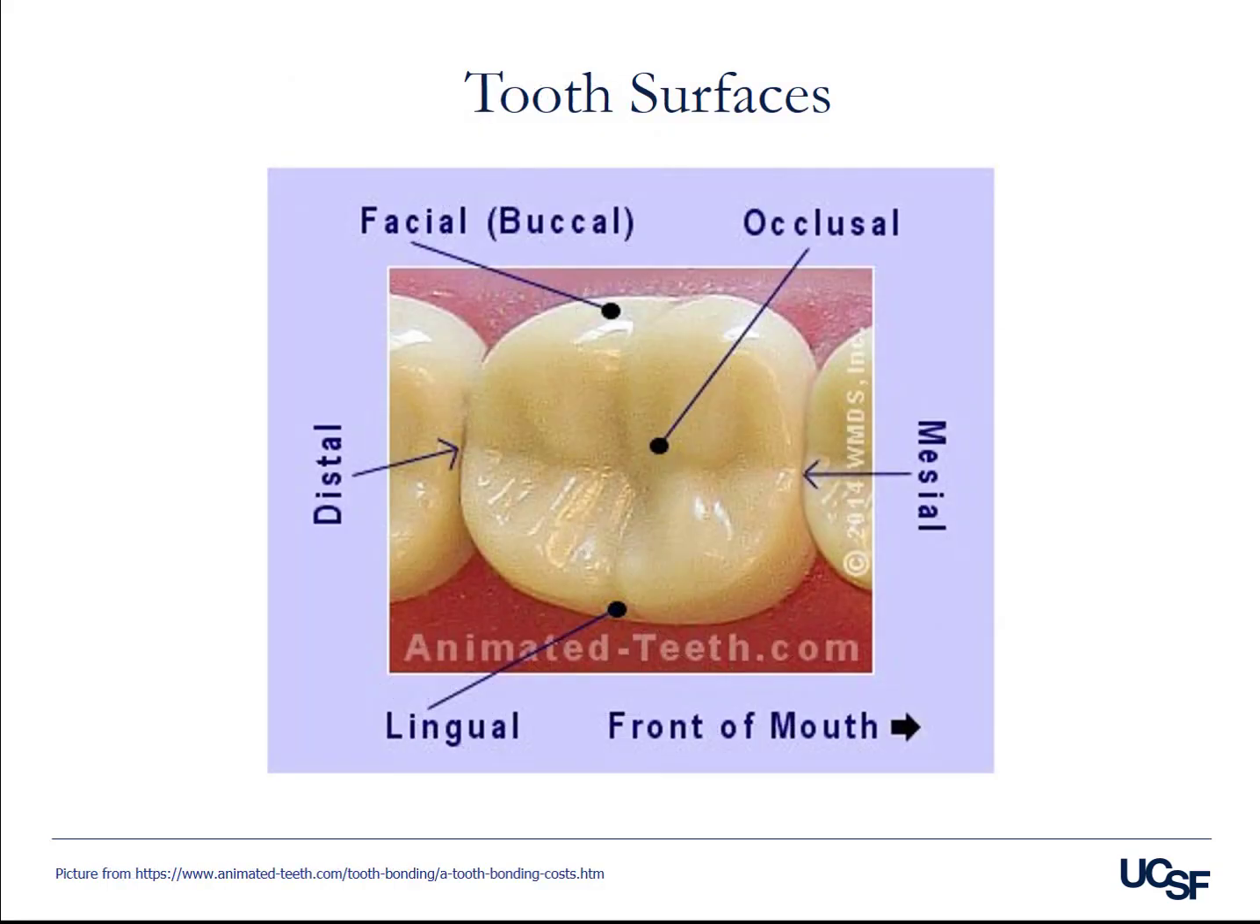In terms of the way we label tooth surfaces, the top, the chewing surface, is the occlusal surface. The facial surface is the surface that faces toward the lip or buccal vestibule. The lingual is the surface that faces toward the tongue. The mesial is the surface that faces toward the anterior. And distal is the surface that faces toward the back.